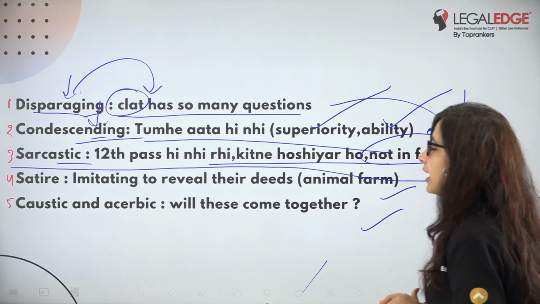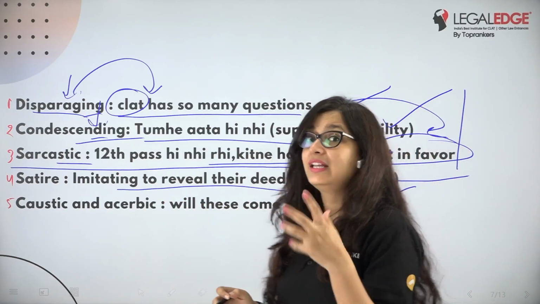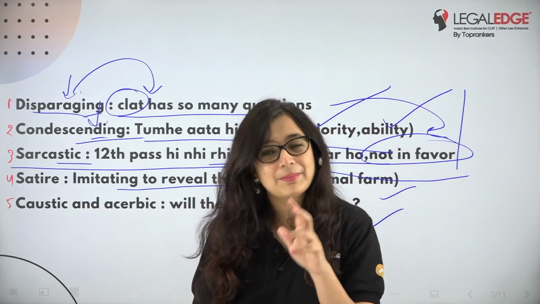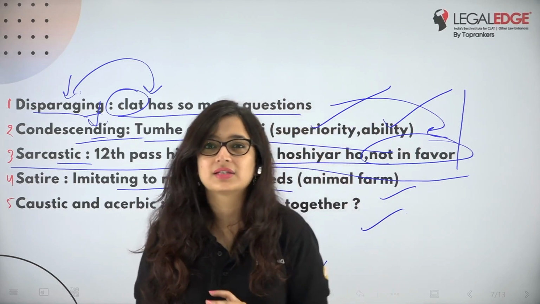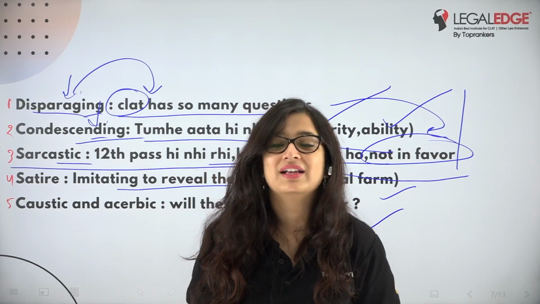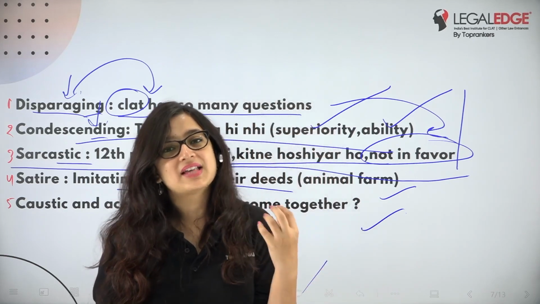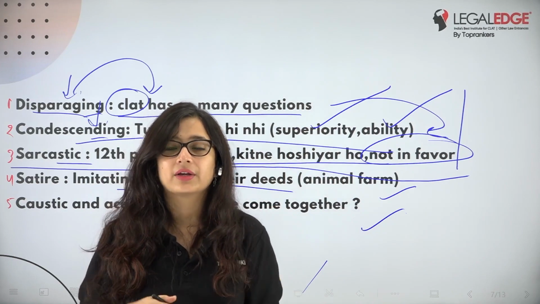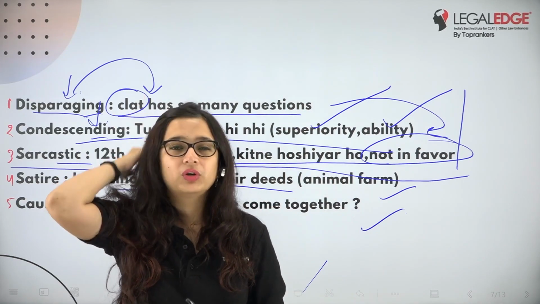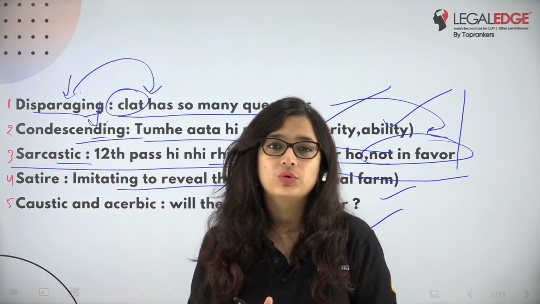Satire ये होता है जो imitating to reveal their deeds. अगर आपने एनिमल फार्म पढ़ी है, it is the classic book, first of all, by George Orwell, and apart from being a classic book, it is actually considered to be a satire, where एक पूरे एनिमल के थ्रू किसी और के डीड्स को उन्होंने क्वेश्चन किया है.